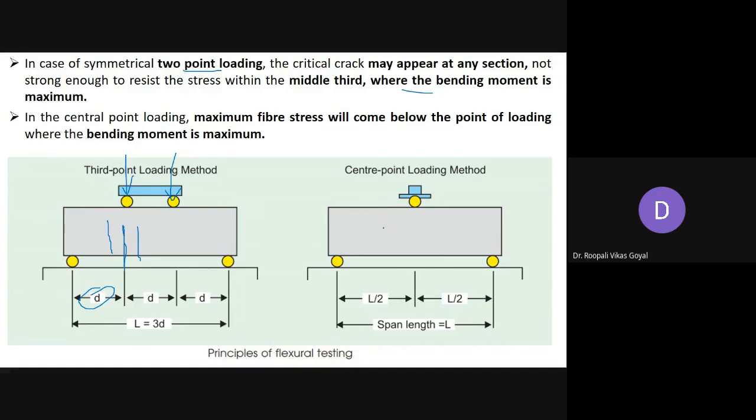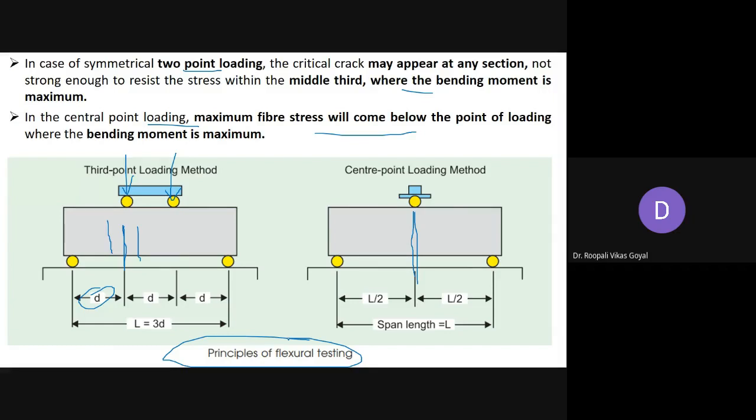But in case of center point loading, the maximum fiber stress will come below the point of loading. So here the crack would be developed. Okay. So here this is the thing how this loading condition will differ in both the types of loading, because it will affect the crack or the failure mechanism. Center point किया तो exactly at the center आएगा, but if you are loading with this third point loading, it may not be coming exactly at the center, it may come anywhere. Okay, so that distance is very important. So this is the principle behind the flexural testing, center point loading or third point loading.